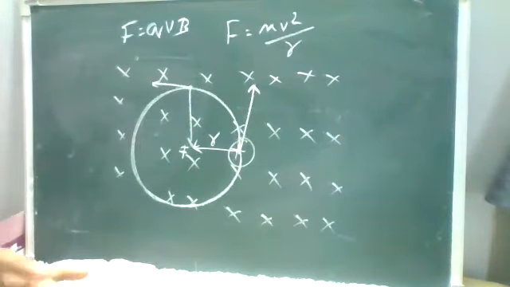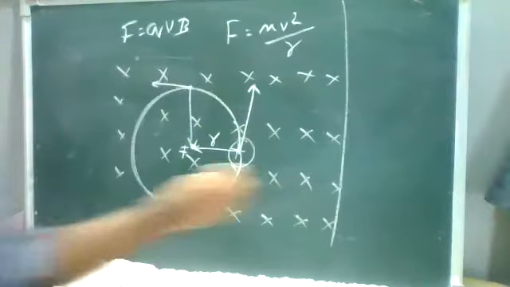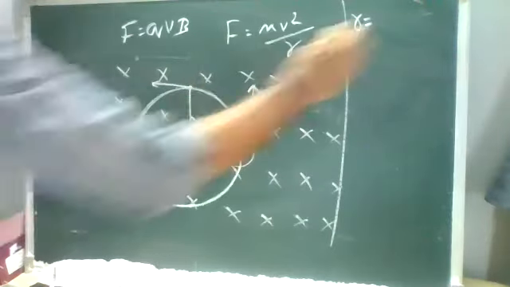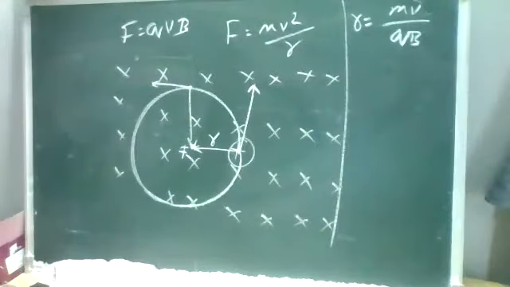Okay, now we are going to see the relations for the radius with which this object is revolving. When you compare the two forces, I'll write the direct relation. The radius r is equal to mv by qB. r is equal to mv by qB.